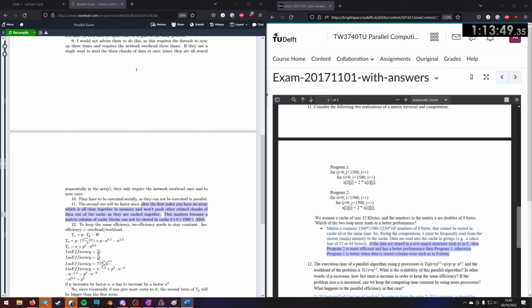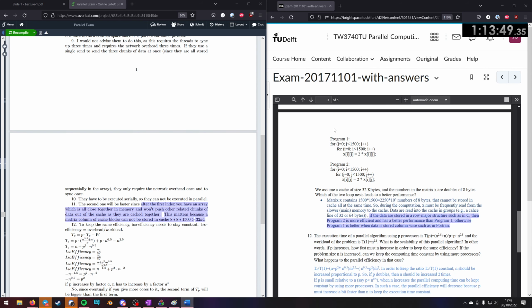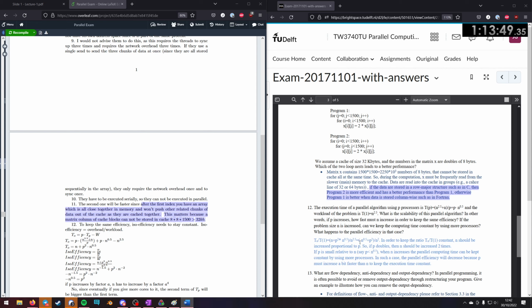Yeah, here we then said it. Number 12. Execution time. So it's the row major structure, that's what I meant when I was saying one does it in row, one does it in column, blah blah blah. Yeah. n should be increased proportional to p, when p doubles, n should be increased 2 times. Yeah, so we were wrong here. I guess then we should have just kept it at this and just ignored the n part.